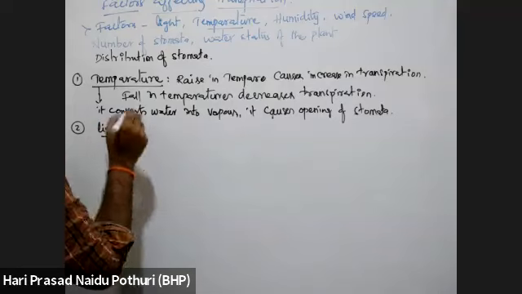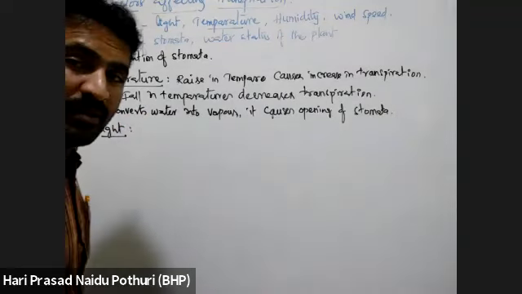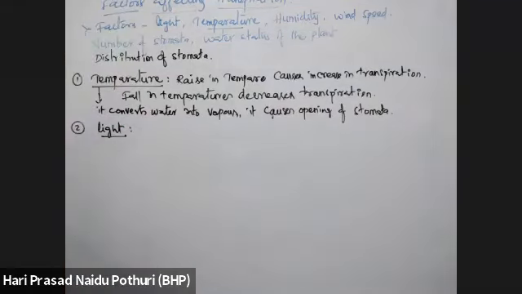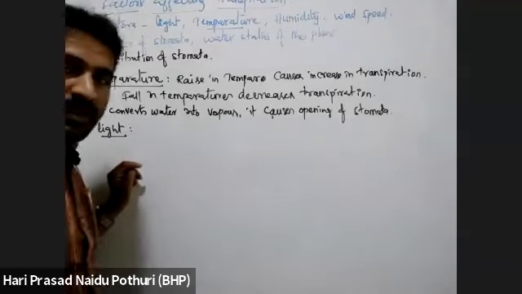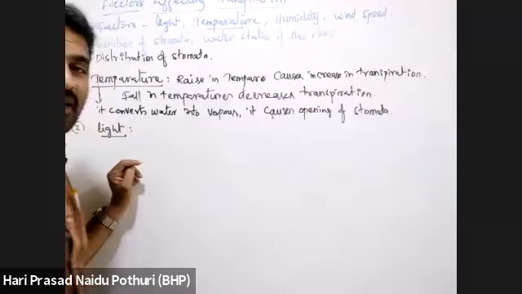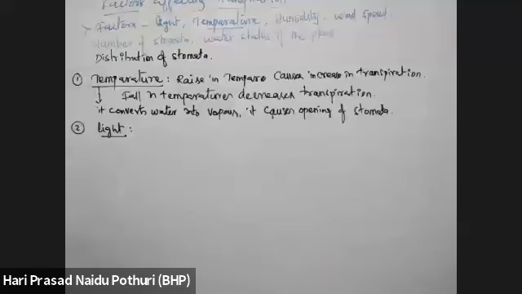Next factor, light. In the previous class we discussed the effect of light. What happens in the presence of light? Here light causes opening and closing of stomata. Light affects the transpiration rate in two ways.